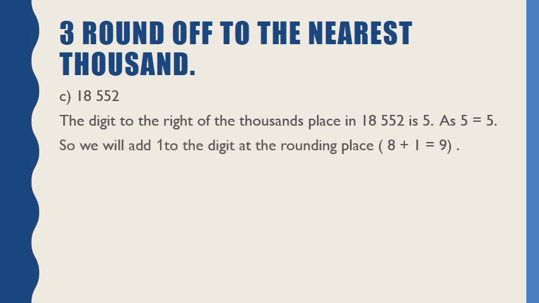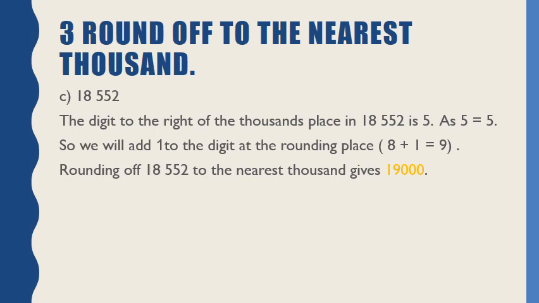So, we will add 1 to the digit at the rounding place, which is 8. 8 plus 1 is equal to 9. And we will replace the rest of the digits to the right of the 8 by 0, right? So, rounding off 18,552 to the nearest thousand gives 19,000.